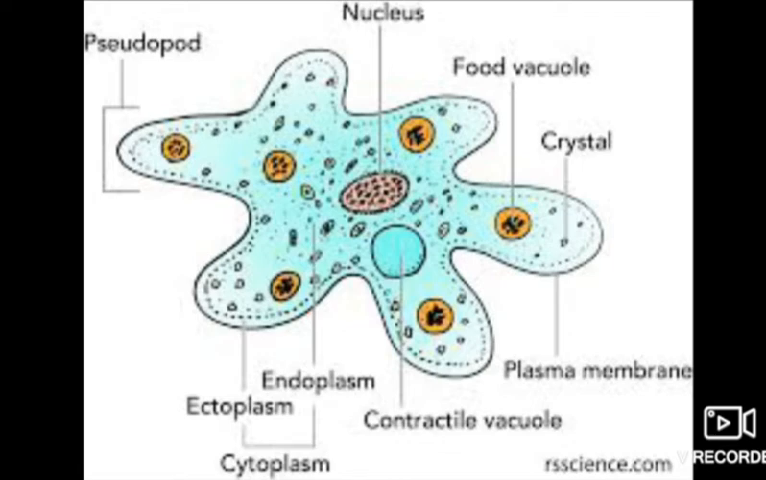And the fourth stage is assimilation. Assimilation means the use of simple substances to build complex substances required by the body. What is assimilation? The use of simple substances to build complex substances required by the body is called assimilation.